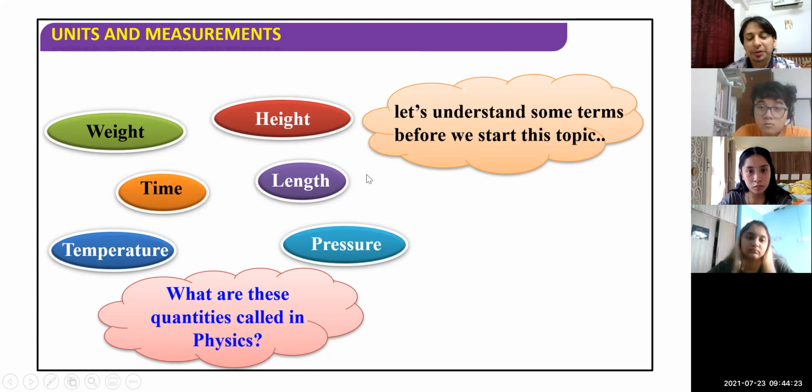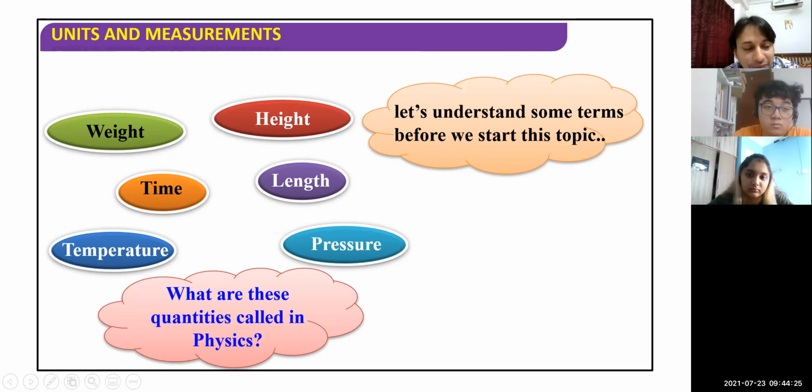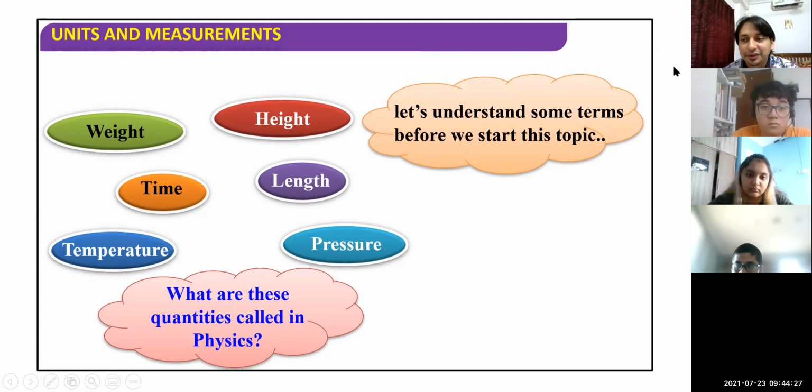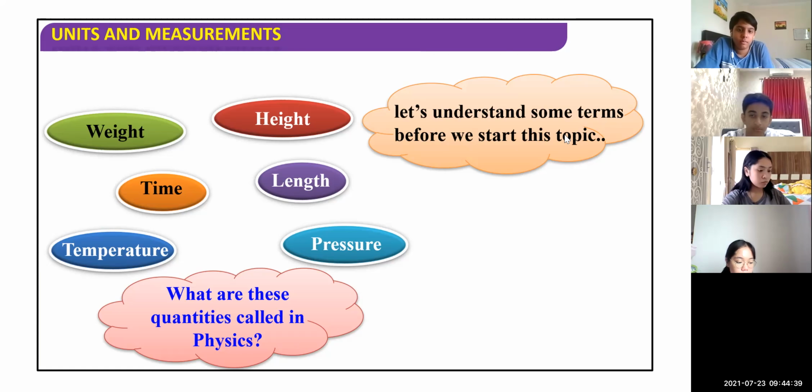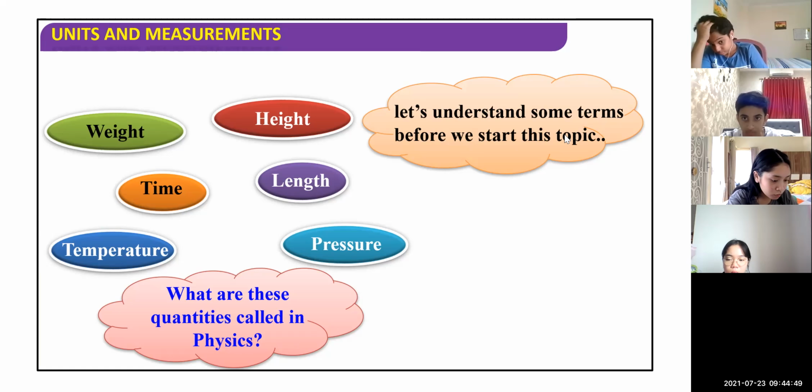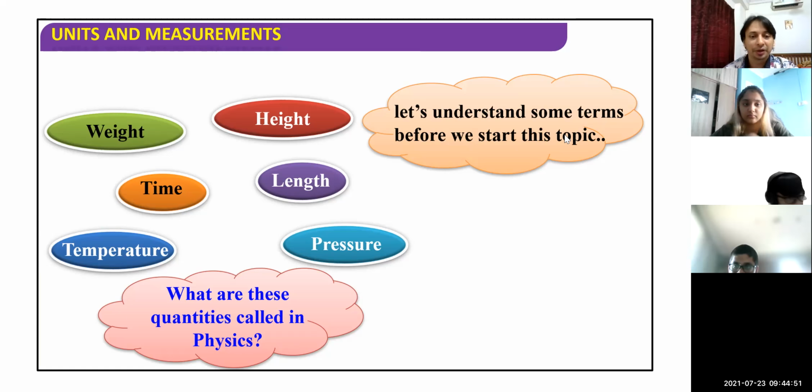Are we supposed to explain them individually or as a whole? The whole. These terms, the quantities which you see here on my screen, is there any specific name given to these quantities? What is common between all these things? Measurements. You're measuring. Yes, they're measurements. Correct. Absolutely correct.